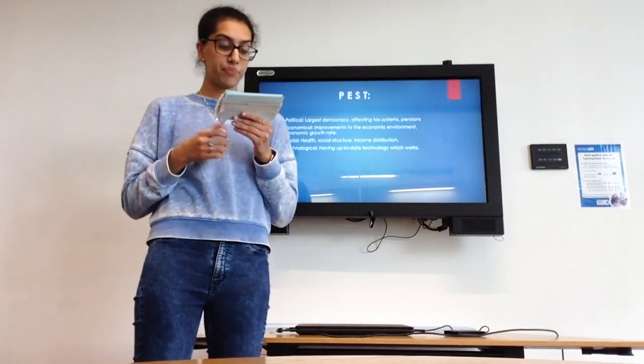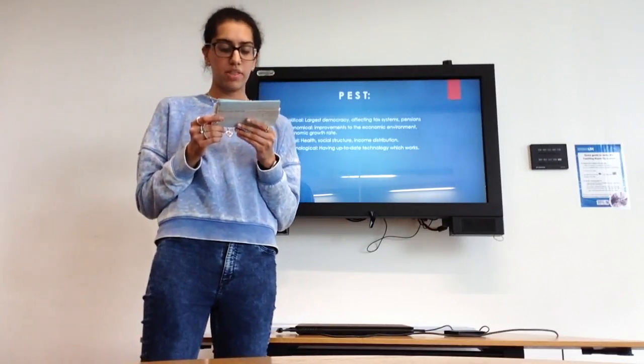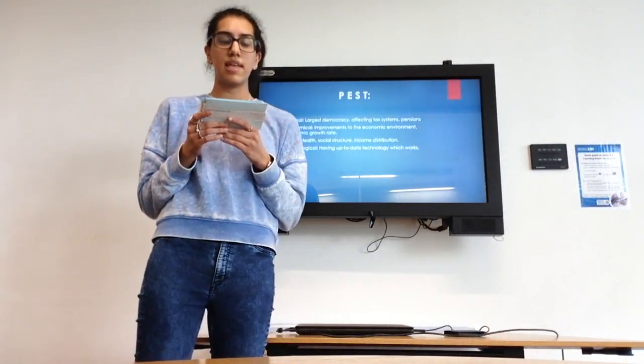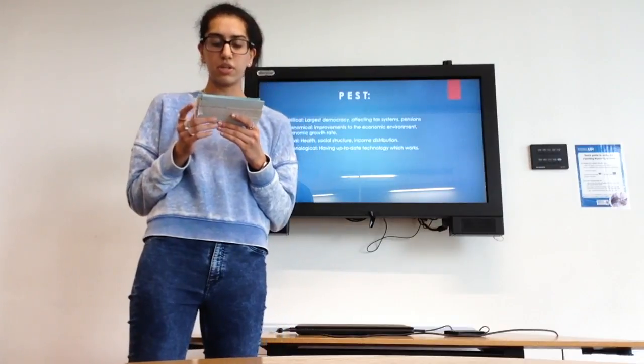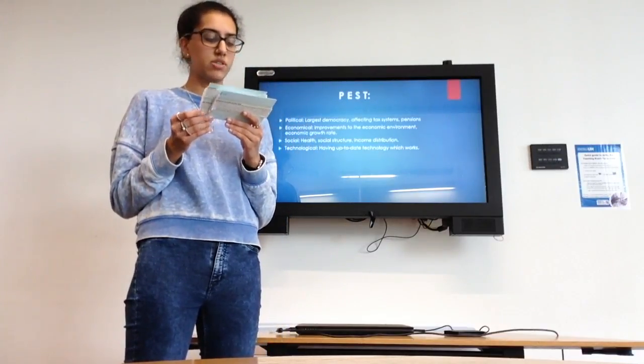Economic factors. The economy in India has been stable since 1991, where the industrial reform policies were introduced. Improvements have been made to the economic environment, which can include a decrease in industrial licensing and restrictions of foreign capital.